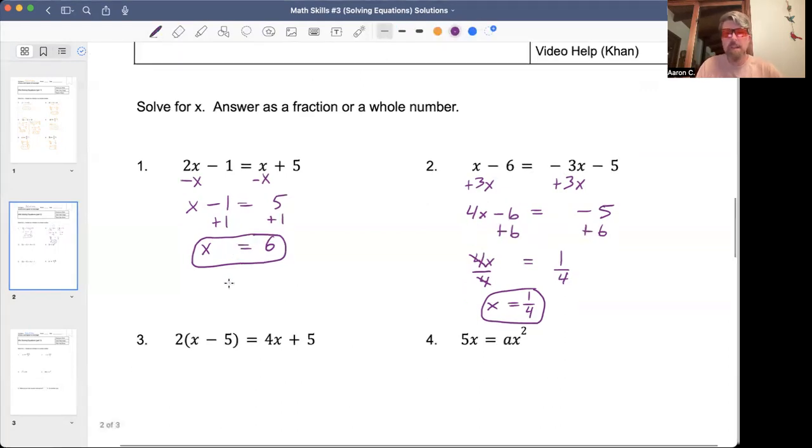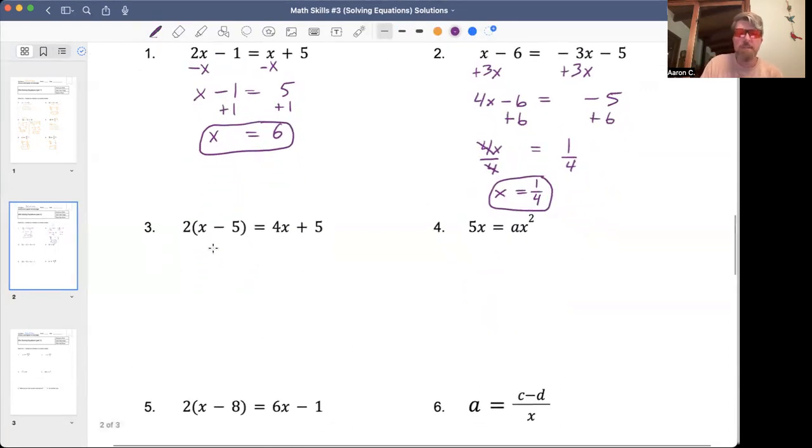Okay, now the next one has a distribution here to start off with. So just as we did before, we're going to multiply 2 times x. And we're also going to multiply 2 times negative 5. So it's going to be negative 10 equals, we have 4x plus 5. There you go.